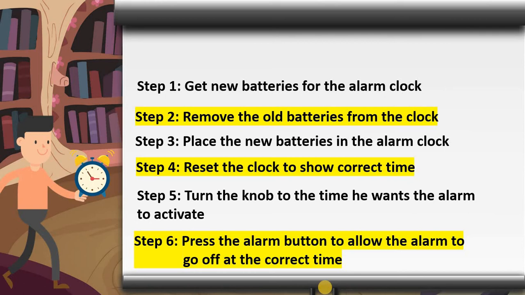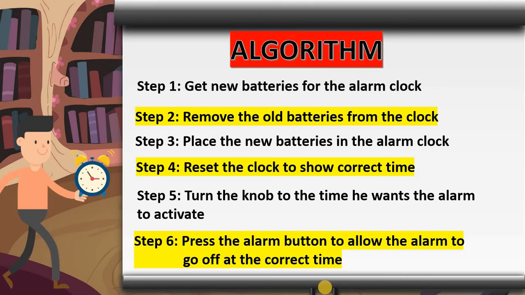So we have technically provided Joe with 6 easy steps that he can follow in order to solve the problem of getting his alarm clock back up and running. These steps we refer to as an algorithm. Algorithms are a set of steps or instructions that we follow whenever we want to solve a problem.